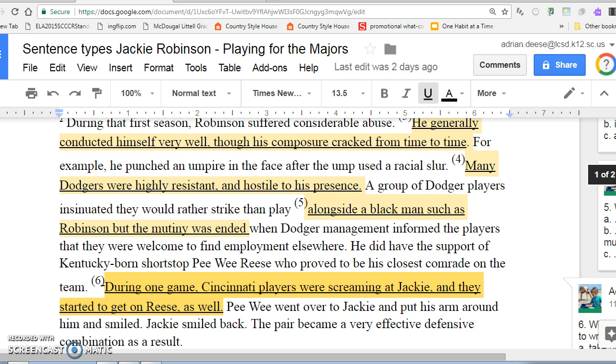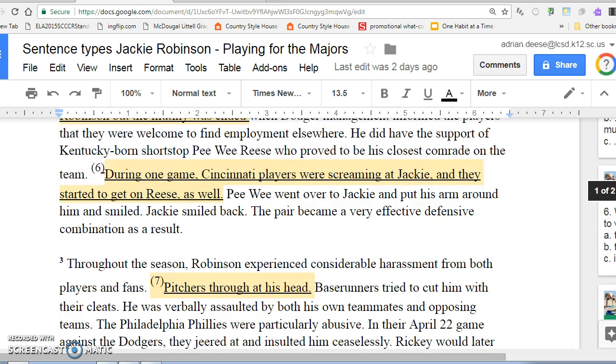Many Dodgers were highly resistant and hostile to his presence. A group of Dodger players insinuated they would rather strike than play alongside a black man such as Robinson, but the mutiny was ended when Dodger management informed the players that they were welcome to find employment elsewhere. He did have the support of Kentucky-born shortstop Pee Wee Reese, who proved to be his closest comrade on the team. During one game, Cincinnati players were screaming at Jackie, and they started to get on Reese as well. Pee Wee went over to Jackie and put his arm around him and smiled. Jackie smiled back. The pair became a very effective defensive combination as a result.